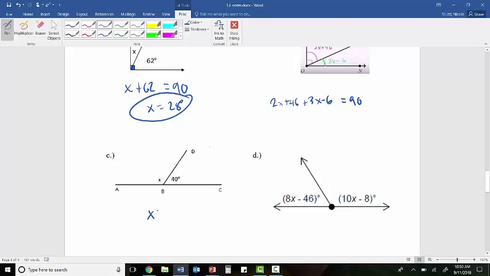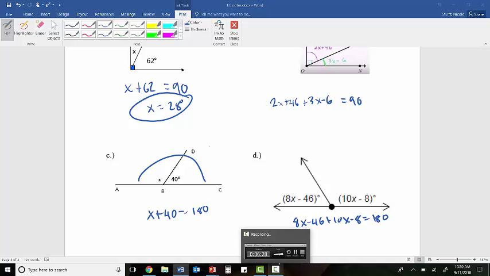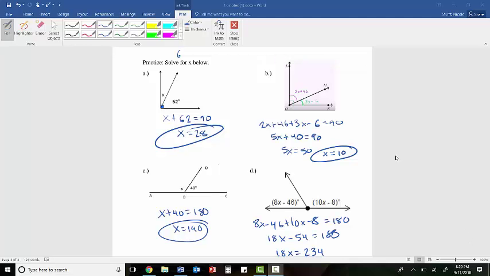In letter C, I know if I add x and 40 together, I should get a straight line, which is 180 degrees. Same thing for letter D. If I add these together, I should get 180. So go ahead and pause the video, solve them, and then you can check your answers. Hopefully you got the same answers that I got. You just want to double check your math and make sure you're solving your equations correctly.